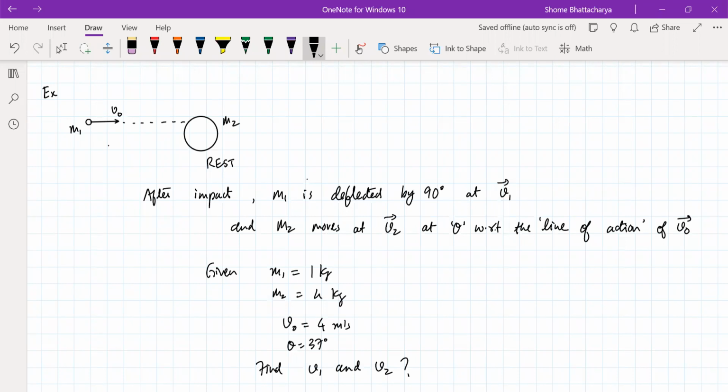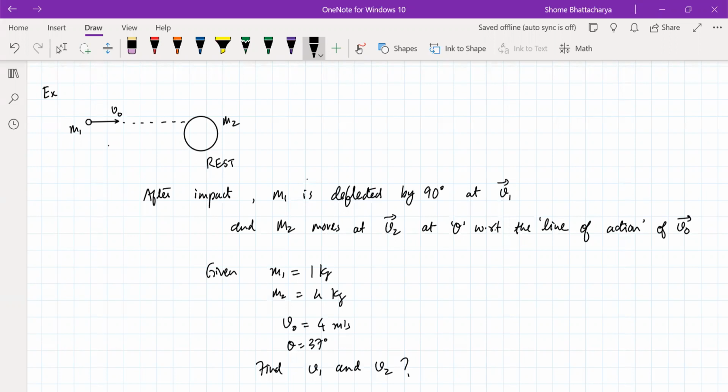So we'll take components along the line joining the centers. Not necessarily, we can take components as is convenient. Like in this case, you can see that the velocity after impact for M1 is at 90 degrees to the velocity before impact, no? Because it's deflected by 90 degrees. So it will make sense to take those as X and Y axis. And automatically our V2 will become at 37 degrees to the X axis because theta is given as 37.